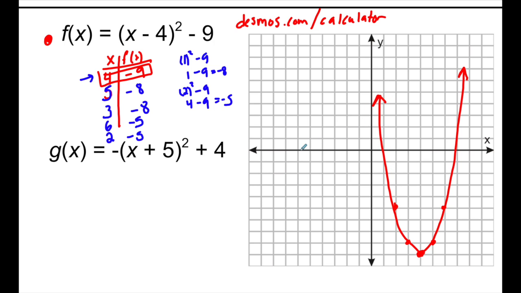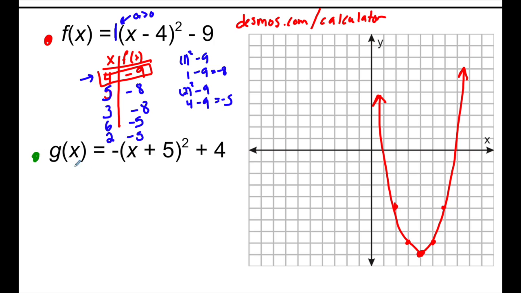Alright, so that's graph number 1, the graph of f of x equals (x minus 4) squared minus 9. Notice it's upward facing. My a value of 1 is more than 0, so that's what we'd expect. Again, if this is tough for you, please see the video on vertex form that is in the Google Doc for this class.